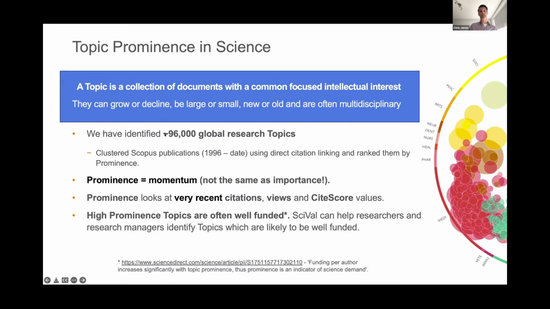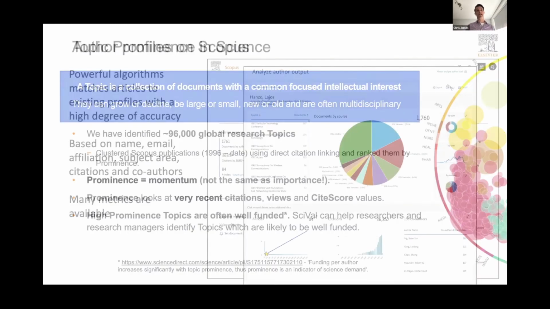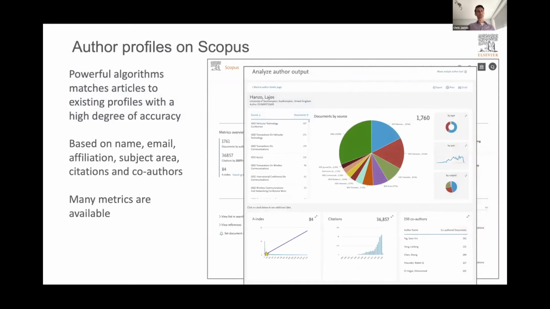So there are around 96,000 of them in total. We have a metric in there which is called prominence, and prominence is basically momentum. How much are people writing in there? Are they being cited? Are they being viewed? That kind of thing. And prominence often means that something is well funded. We found that.